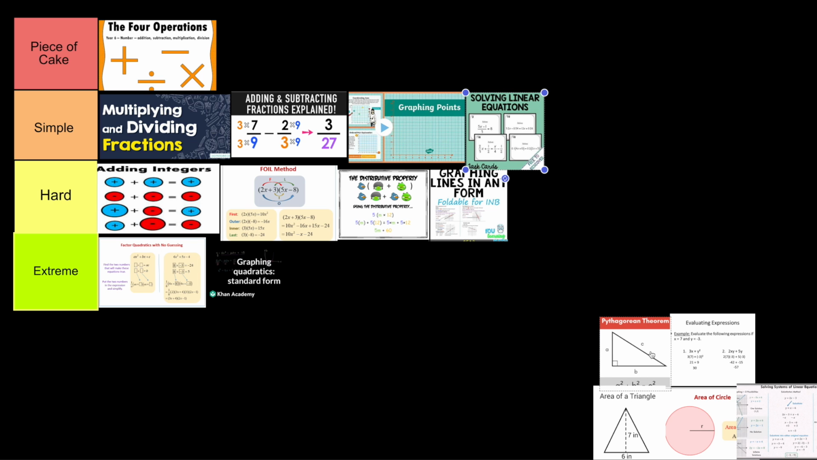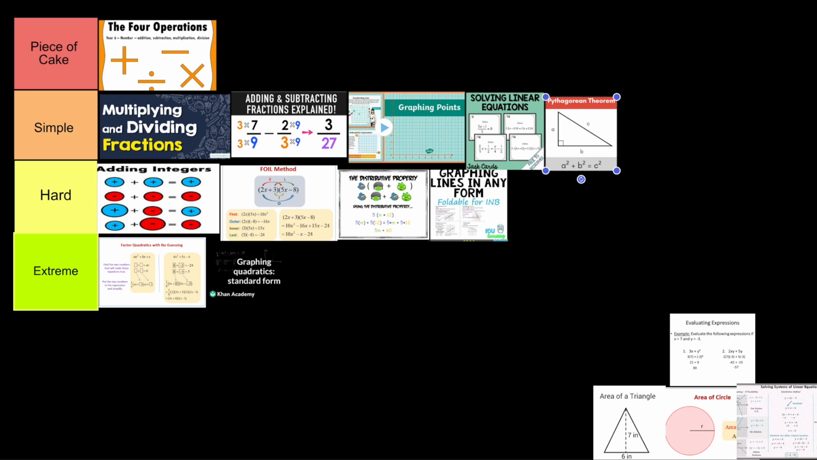Pythagorean theorem. Yeah. It's probably about here, because you have to understand some triangles and the sides of the triangles.